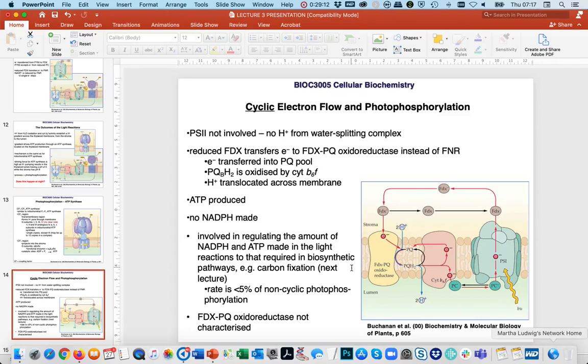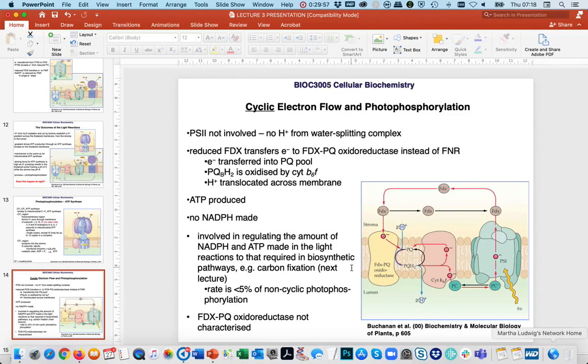NADPH and ATP are used in a number of biosynthetic pathways, including carbon fixation that we're going to be talking about in the next lecture. So plants have to be able to balance how much NADPH they need and how much ATP they need for all of their biosynthetic processes, because a lot of the ATP in plants comes from the chloroplast. Yes, it comes from the mitochondria as well, but there are lots of reactions happening in the chloroplast that are of benefit to the plants, like making carbohydrates for growth and development. So cyclic electron flow is involved in regulating the amount of ATP and NADPH that a plant makes.